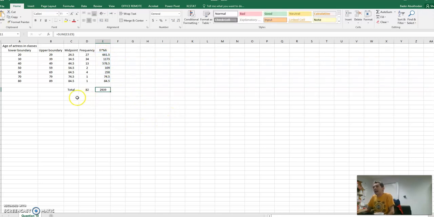Okay, now the average is very simple. The average is equal to the sum of fi mi, the frequency multiplied by the middle point of the class, divided over the sum of the frequency. So this is my average. This is my average for this data over here.